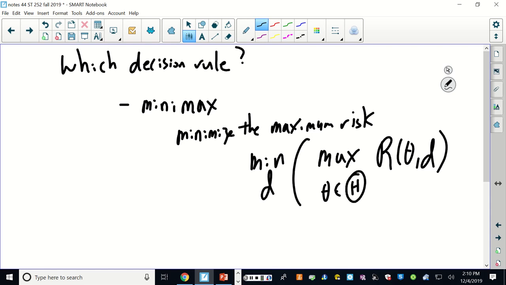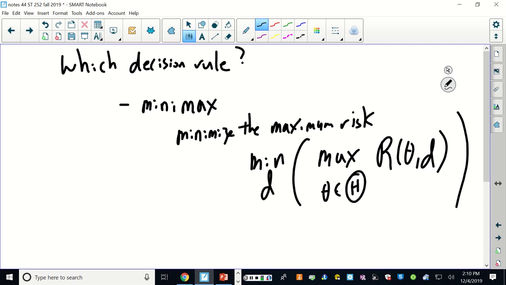And here's this capital theta. So there's a risk associated with a certain decision for a parameter, and for each decision there's some maximum risk. But then you can look at the maximum risk over all the parameters for each decision rule, and then choose the one where you're going to get the least risk.